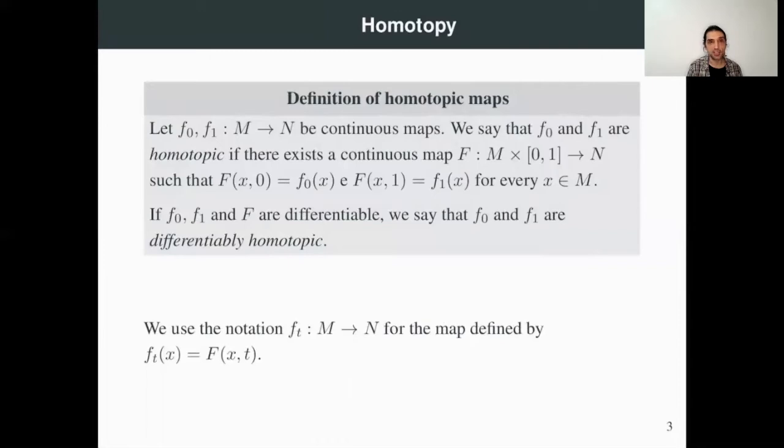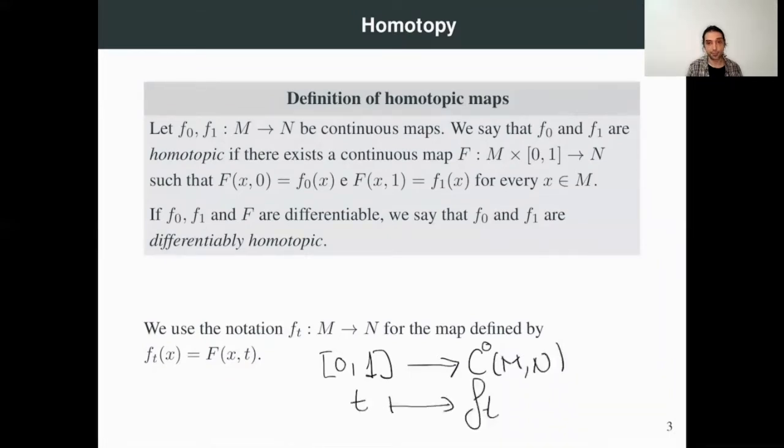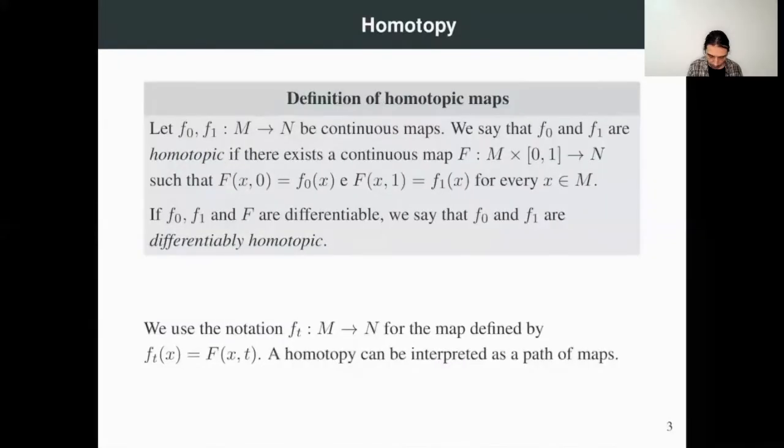We are going to use the notation ft for the map defined when we fix the variable t, when we give a specific value to the variable t. And indeed, what we get is that ft of x is capital F applied to (x,t). In this way, we have defined a map from the closed interval [0,1] to the set of continuous maps from M to N that sends t to ft, right? Of course, if we consider, for instance, a differentiable homotopy, then we can actually consider here, for instance, C1 maps from M to N, right? And in this way, homotopy can be interpreted as a path of maps.